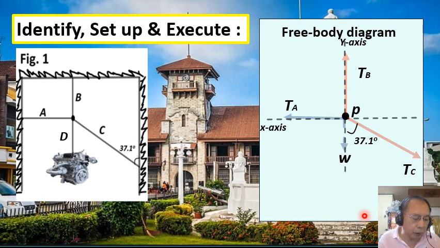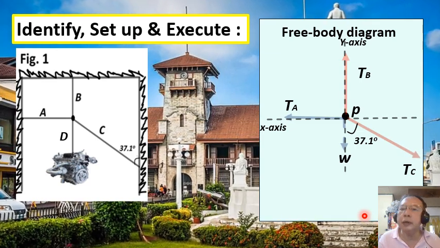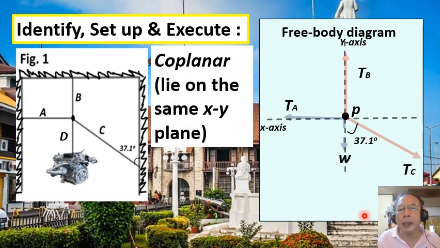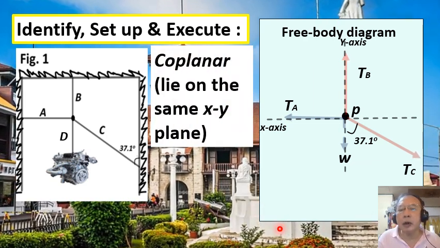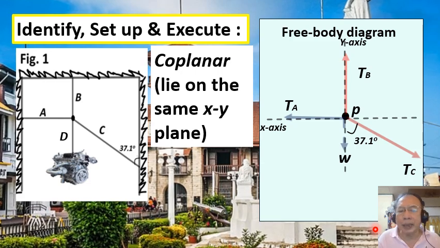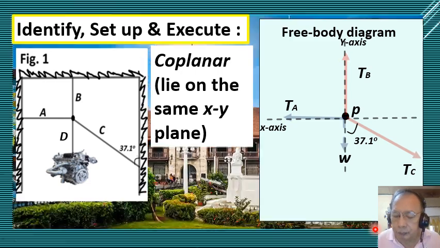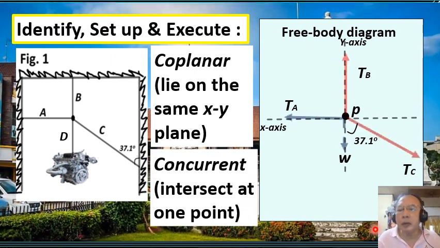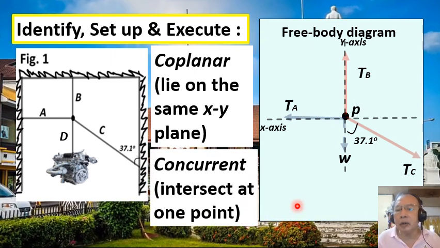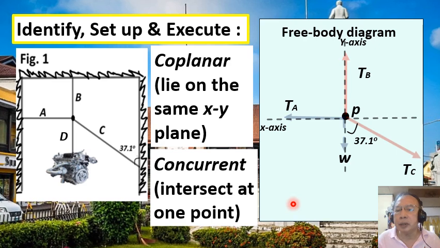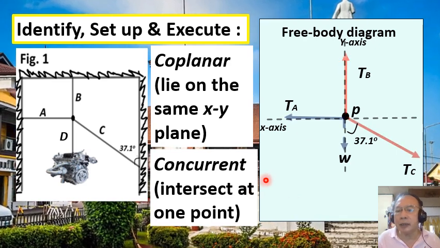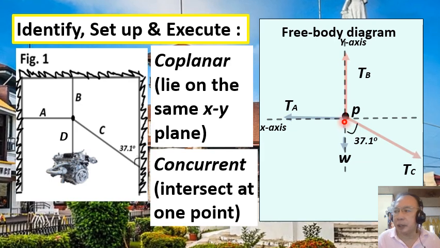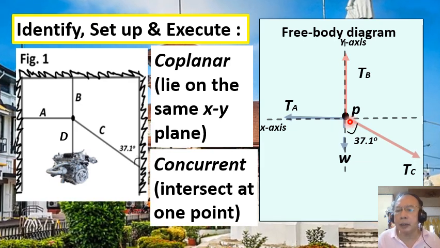We are also assuming that all the vector forces included in our vector diagram are coplanar. That means they all lie on the same xy plane. And likewise, all these forces are also concurrent. That means they will all intersect at a common point, the point that is represented by the imaginary particle, point P.